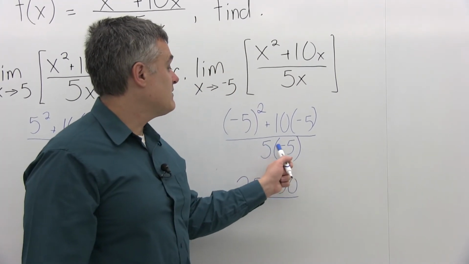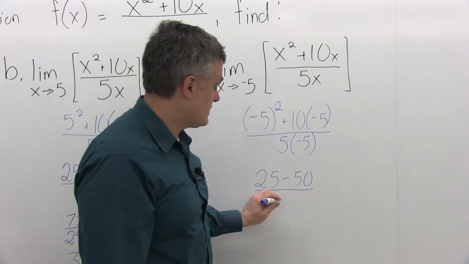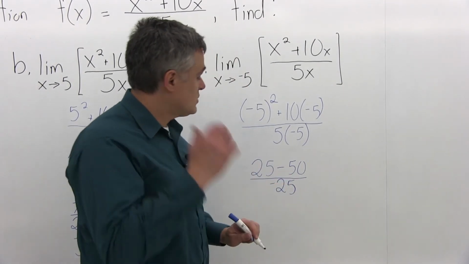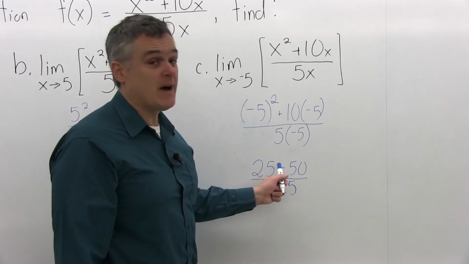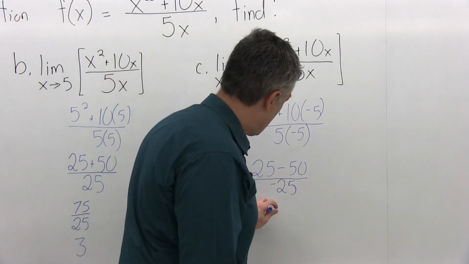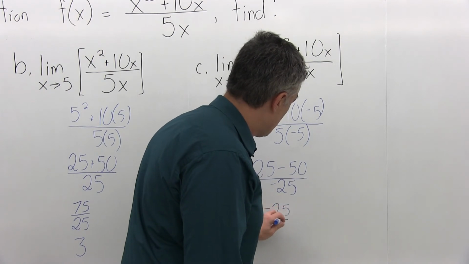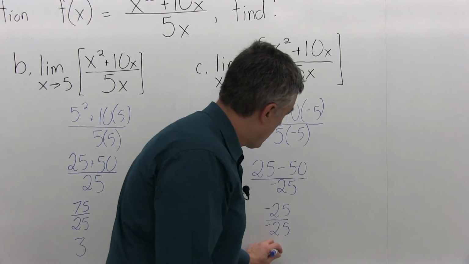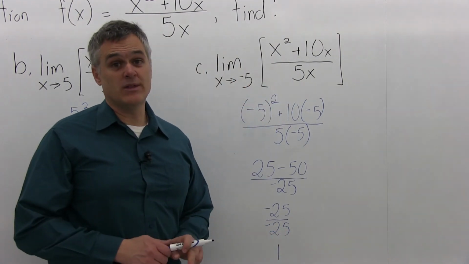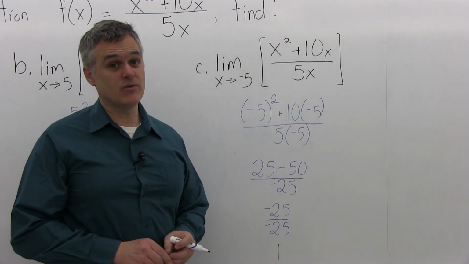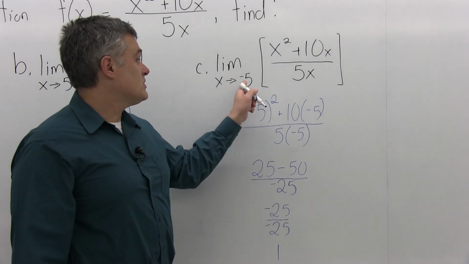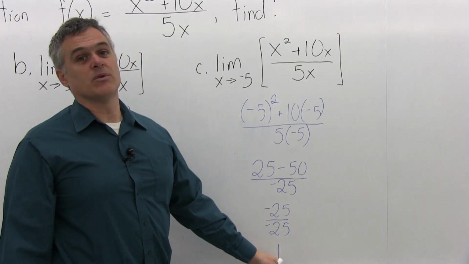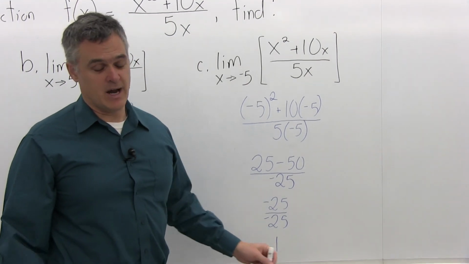And underneath, 5 times negative 5, again, pay attention to the signs, 5 times negative 5 is negative 25. So as I simplify the numerator, 25 minus 50 is negative 25. And in the denominator, I have another negative 25. So negative 25 over negative 25 reduces to 1. The 25s cancel, the negatives cancel, I have 1. So as I put in an input that's super close to negative 5, the output is getting closer and closer to an output of 1, or a height of 1 on the graph is what it would mean.